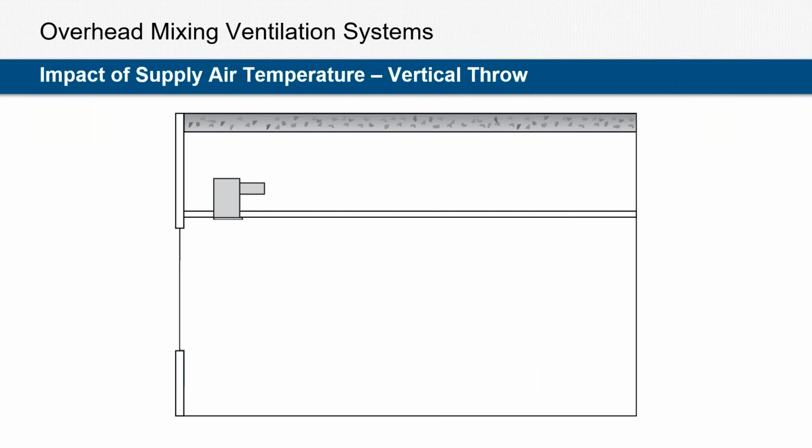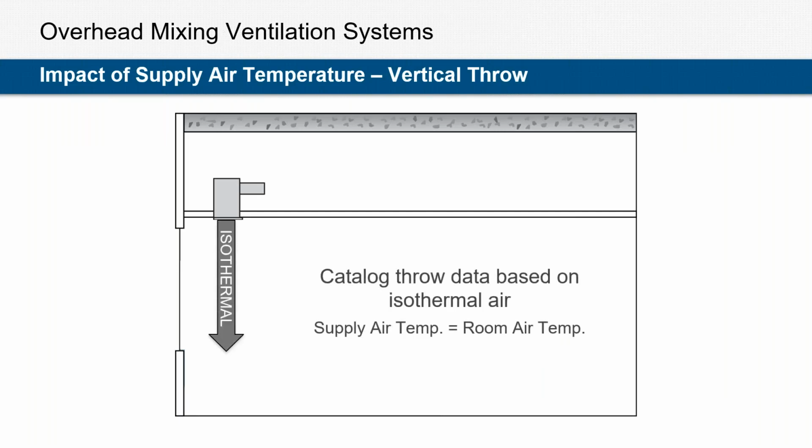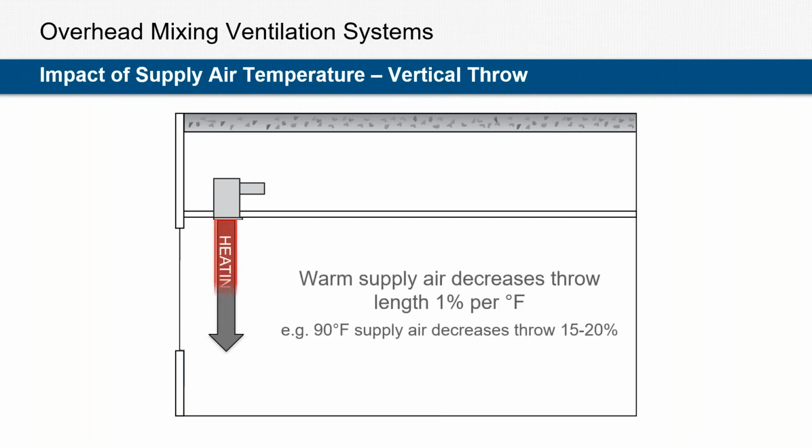So I spoke about the thermal units, spoke about the diffusers being tested in isothermal conditions. Isothermal conditions mean supply air temperature and room air temperature are going to be equal. In vertical applications, when we're looking at heating, we're going to expect that throw to be decreased. Again, based on some research that we've done, mock-ups that we've done, we apply a general rule of thumb of 1% per degree Fahrenheit. That means if we have 90-degree supply air, we could be looking at that throw being decreased anywhere from 15 to 20%.